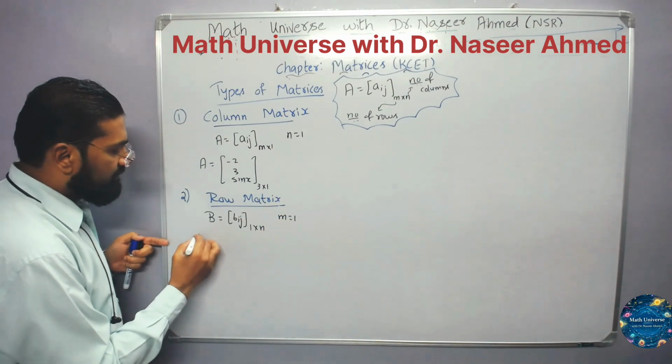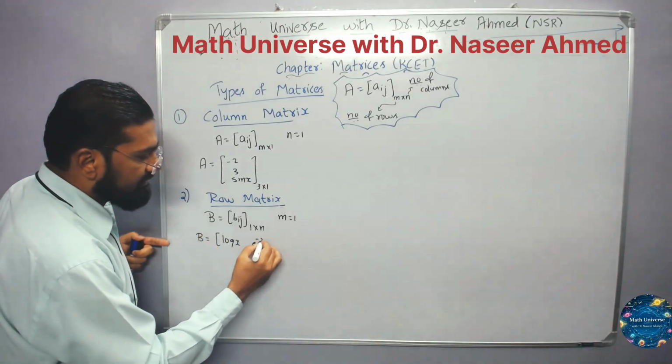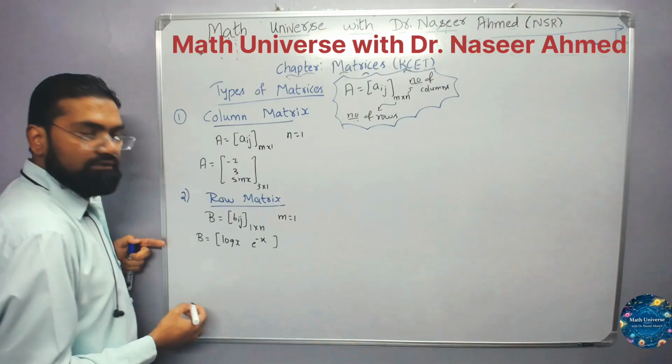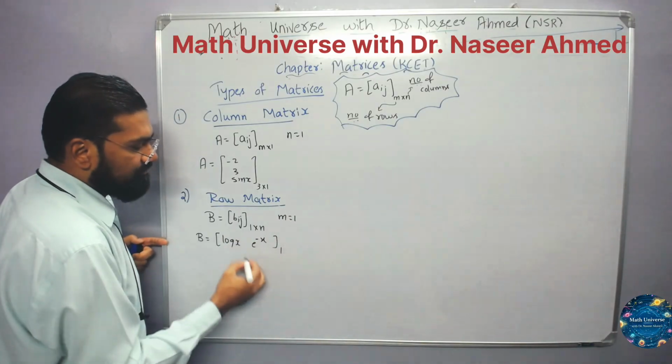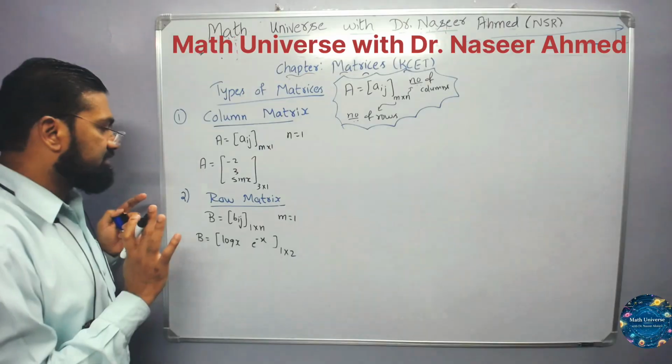One example can be B is equal to log x, e power minus x. How many rows? Only 1 row. How many columns? 1, 2, 2 columns. This we call a row matrix.